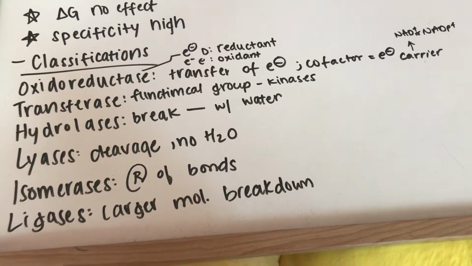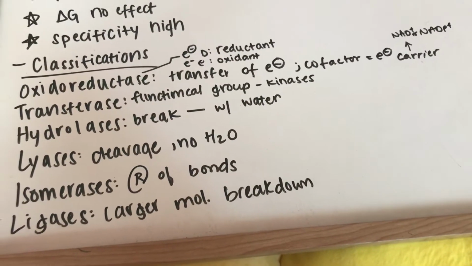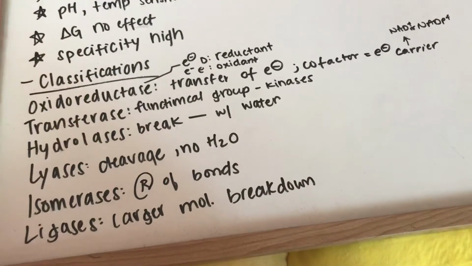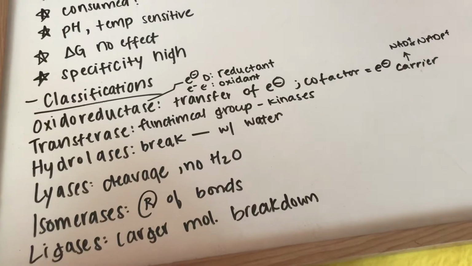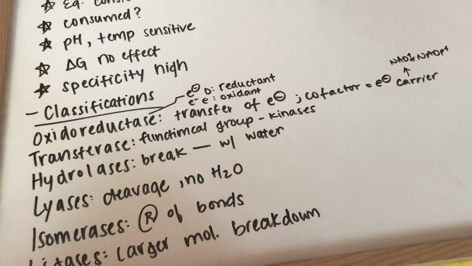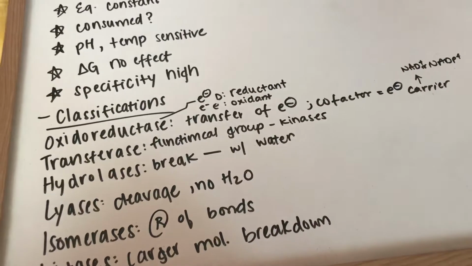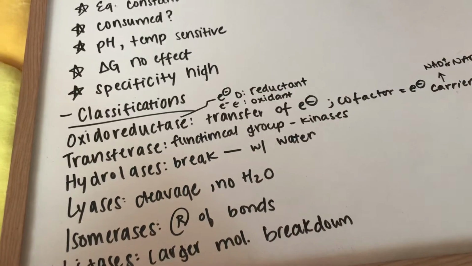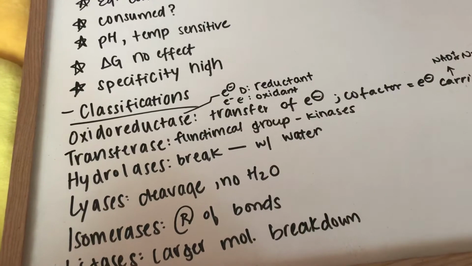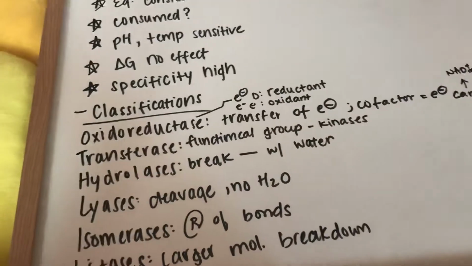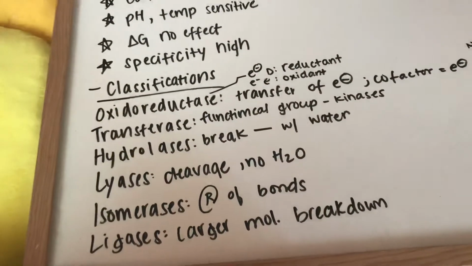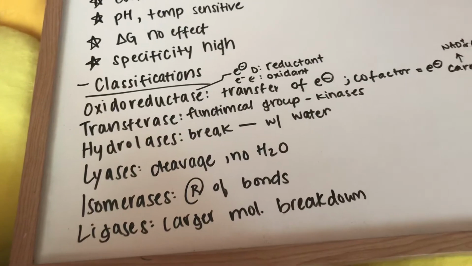These are NAD positive or NADP positive, which are commonly seen in glycolysis and the pentose phosphate pathway. So those are the electron carriers that you'll see. The electron donors are called the reductants, whereas electron acceptors are called the oxidants. So that's what oxidoreductases do. They transfer electrons, and they usually just facilitate oxidation reduction reactions.